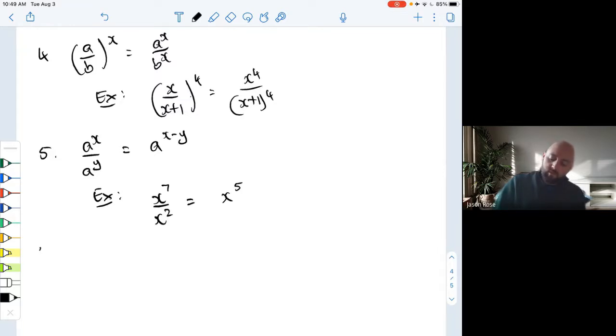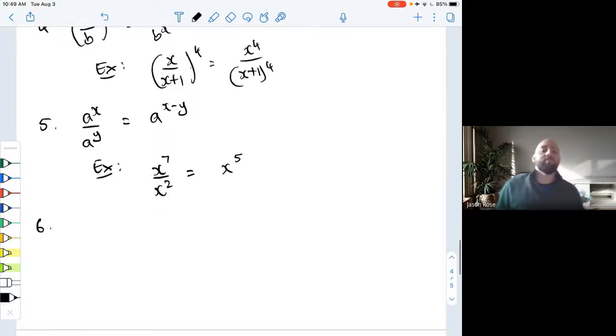Now, there's a few other ones here that I'm going to say you probably would have guessed, but I'm going to formalize them here because you're going to use them to solve some exponential equations, which we'll do in a minute. If you have a to the x being equal to a to the y, that can happen if and only if x equals y.